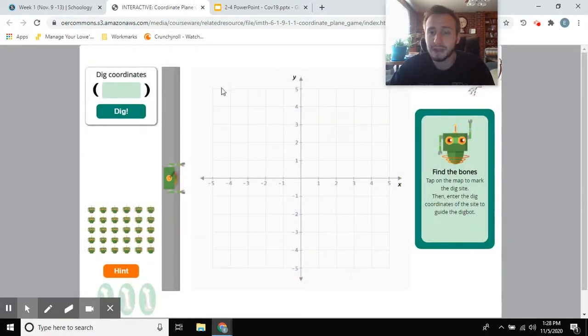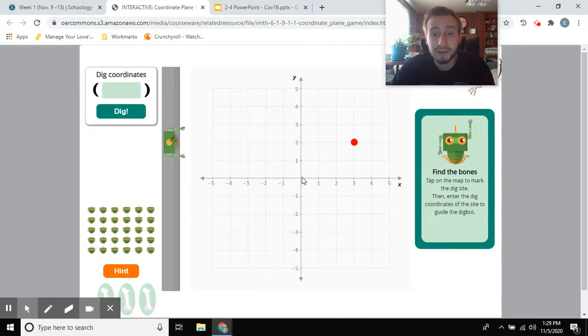So here's a coordinate plane, right? And here's your little dig bot. What it wants you to do is to click somewhere on this coordinate grid. It's kind of like if you've ever played Battleship. Click somewhere in here to try and find where the bones are located. So I'll click right here. So there's a red dot now plotted. What it wants you to do is over here where it says dig coordinates, you need to tell the dig bot where this point is on the coordinate plane.